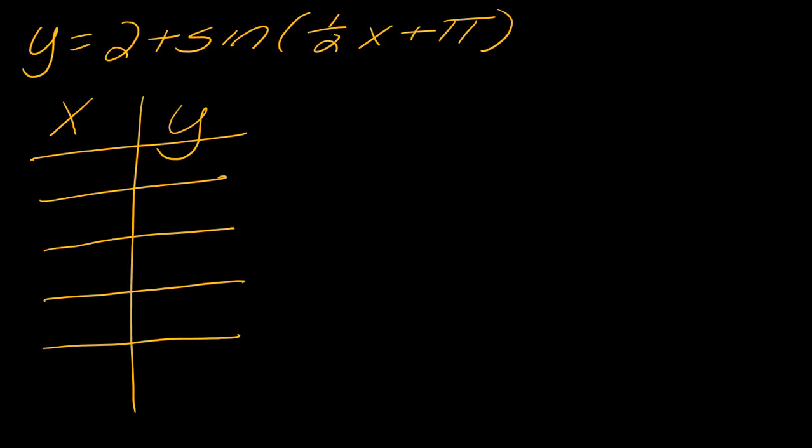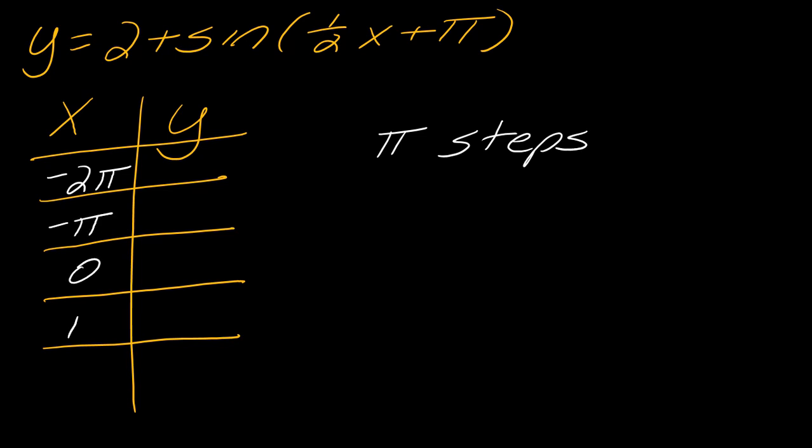Okay, so I need to start at negative 2 pi, and then remember I'm taking pi steps, so thankfully the math here is going to be nice and straightforward. So this will be negative pi, 0, pi, and 2 pi, which was exactly where we wanted to end, right? Okay, so now I can just start plugging things in.